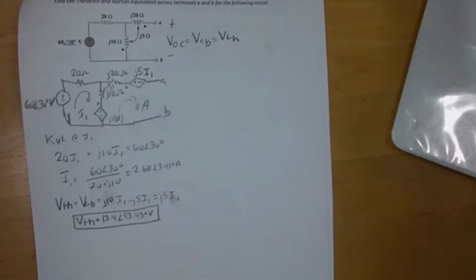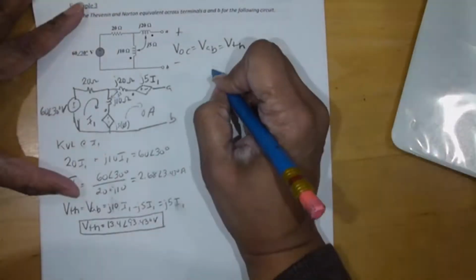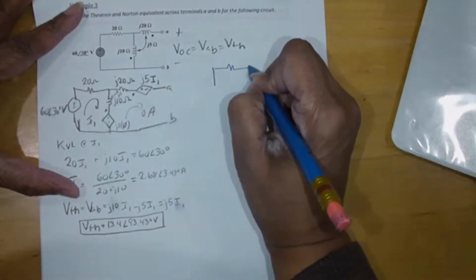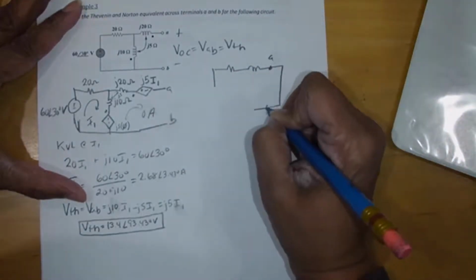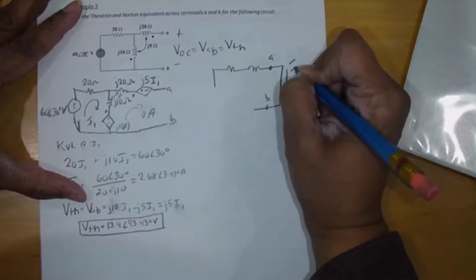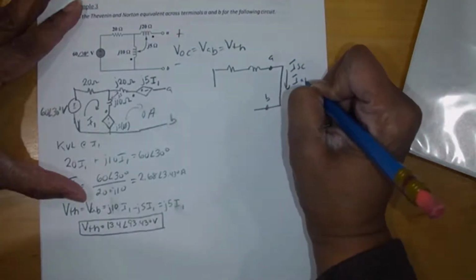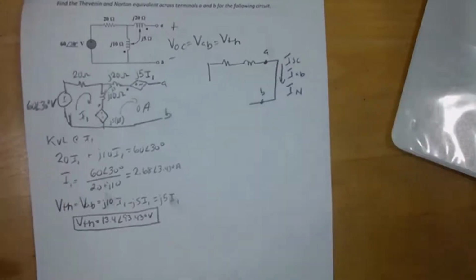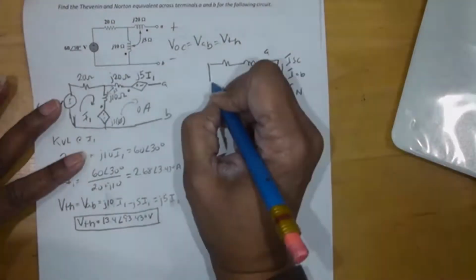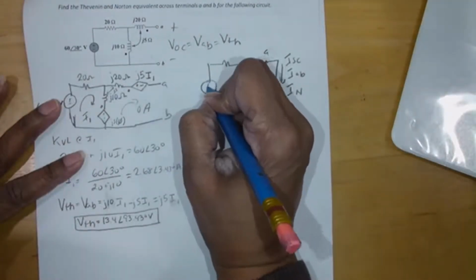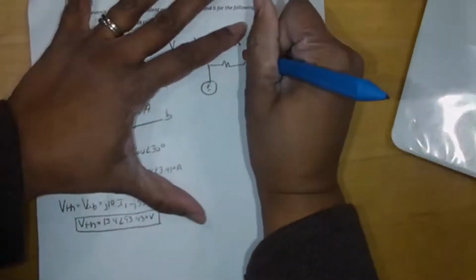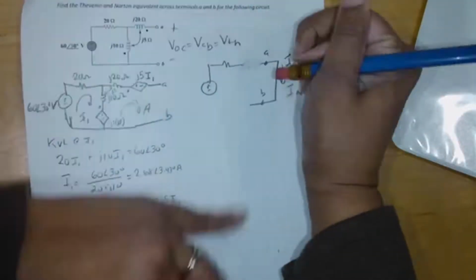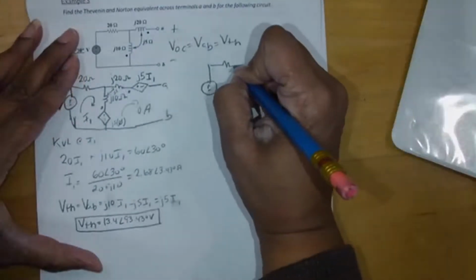Okay. So to find I Norton, I draw the circuit again, but now I need to put a wire between terminals A and B. And that short circuit current, or IAB, is I Norton. Okay, now I'm closing it up, so I am going to have voltage on both, so I need to put my dependent source back in here.